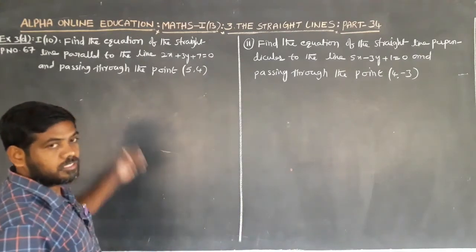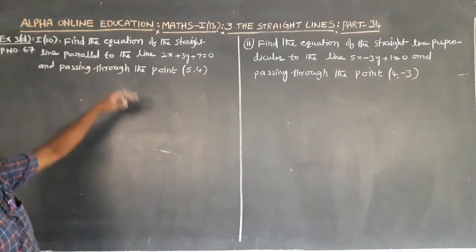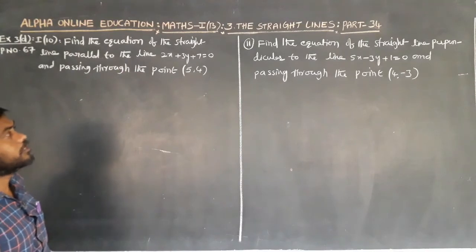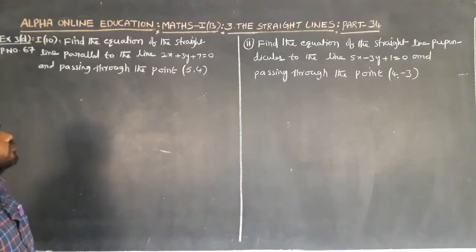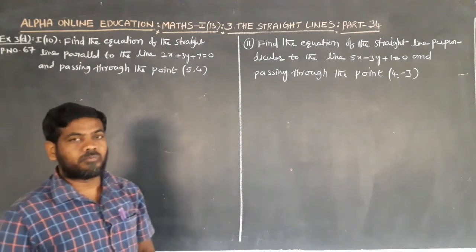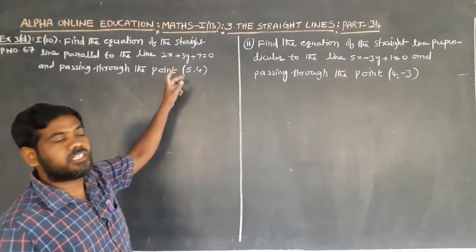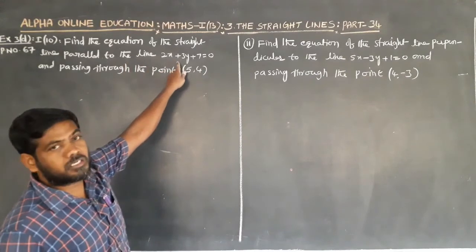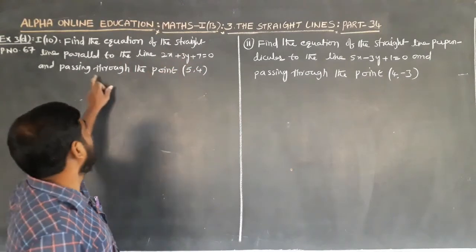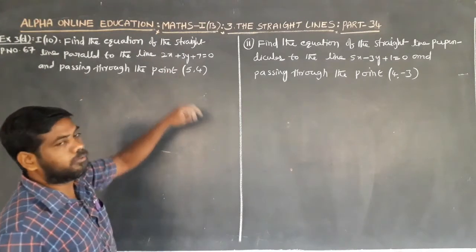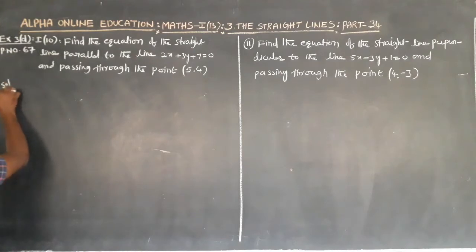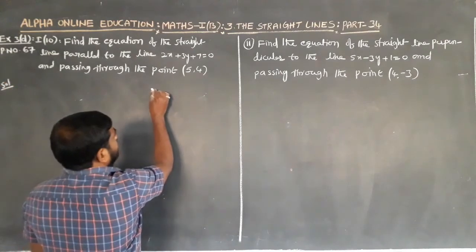First one, the 10th one: find the equation of the straight line parallel to the line 2x plus 3y plus 7 is equal to 0 and passing through the point 5 comma 4. Here, find the equation of the straight line.